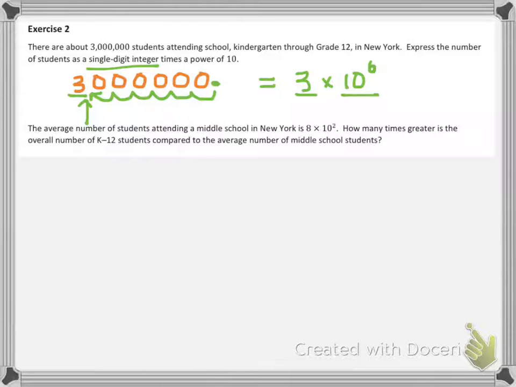So it's 3 times 10 to the 6th power. Okay, and then the average number of students attending middle school in New York is 8 times 10 to the 2nd power. How many times greater is the overall number of K through 12 students, which was this, compared to the average number of middle school students, which was this? So we're going to compare those two.